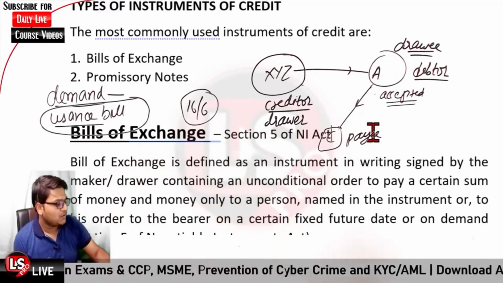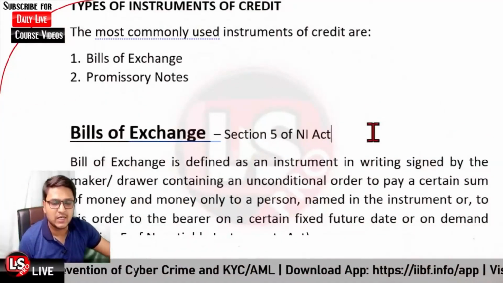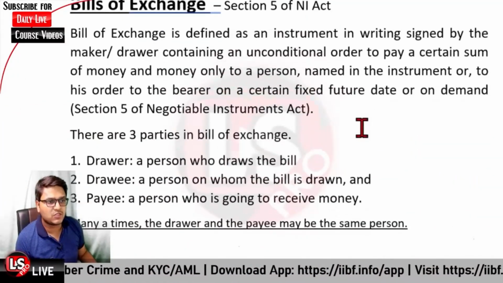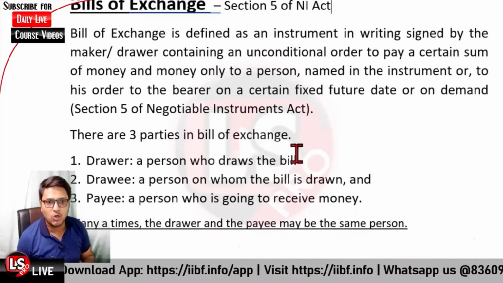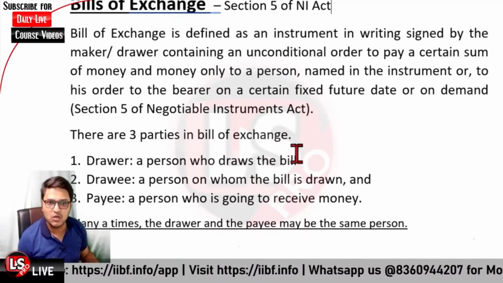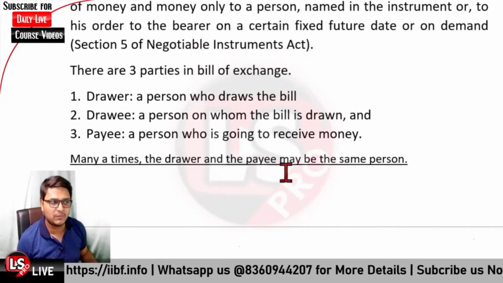Okay. So that is regarding the basics of the bill of exchange. So there are three parties, as I told you: drawer, a person who draws the bill; drawee, a person on whom the bill is drawn; and further a payee, that is a person who is going to receive the money.